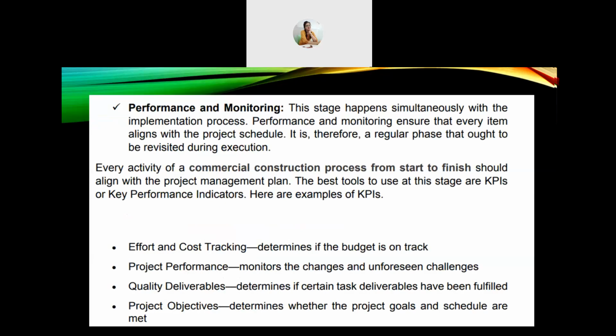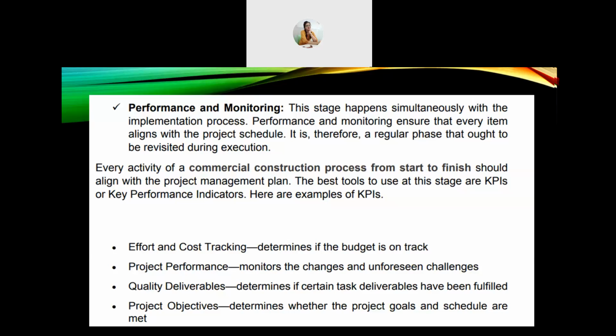Next, performance and monitoring. This stage happens simultaneously with the implementation process. Performance and monitoring ensure that every item aligns with the project schedule. It is therefore a regular phase that ought to be revisited during execution. Every activity of a commercial construction process, from start to finish, should align with the project management plan. The best tools to use at this stage are the KPIs, or key performance indicators.